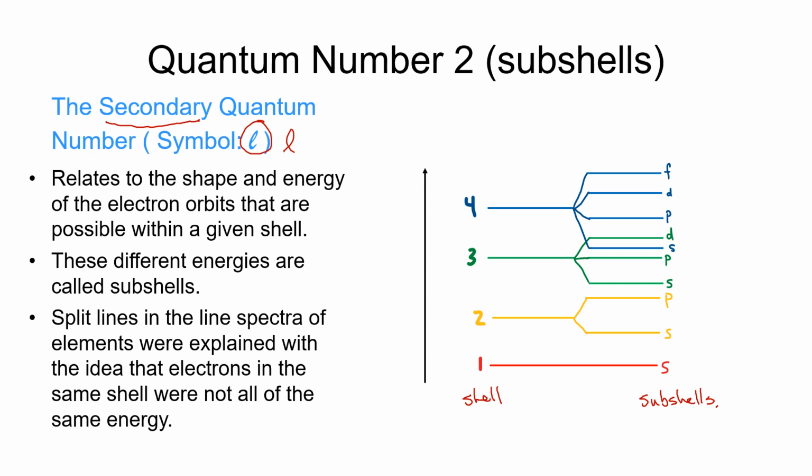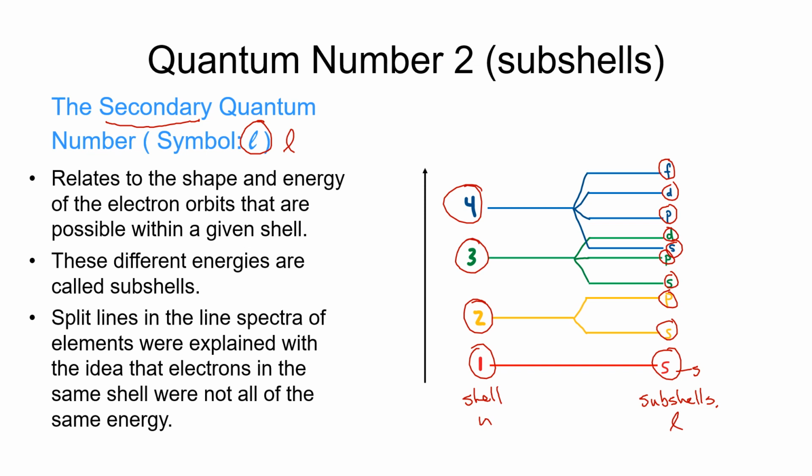The number of subshells corresponds to the number of the shell. So shell is the symbol N and subshell is the symbol L. And so shell number 1 only has one subshell, and it's given this symbol S, which we'll look at a little later. Shell number 2 has 2 subshells, an S and a P. Shell number 3 has 3 subshells, S and P and D. And shell number 4 has 4 subshells. You see the pattern here, S and P and D and F.